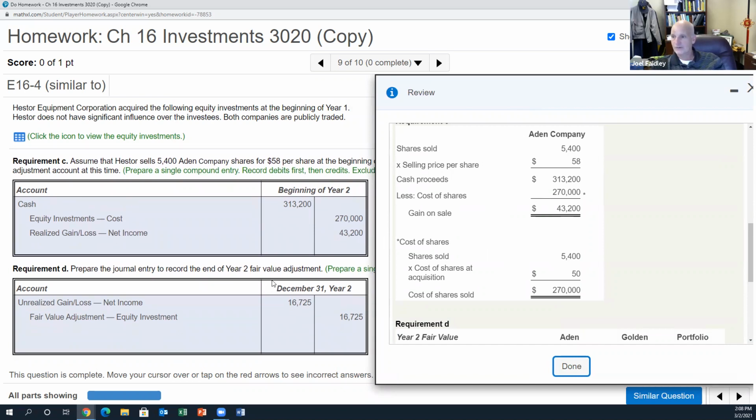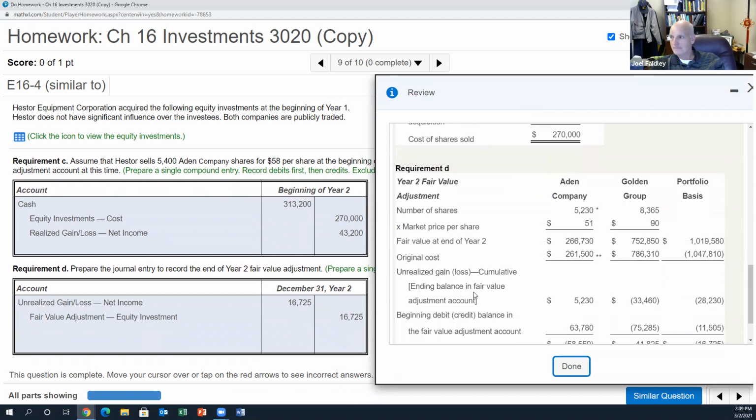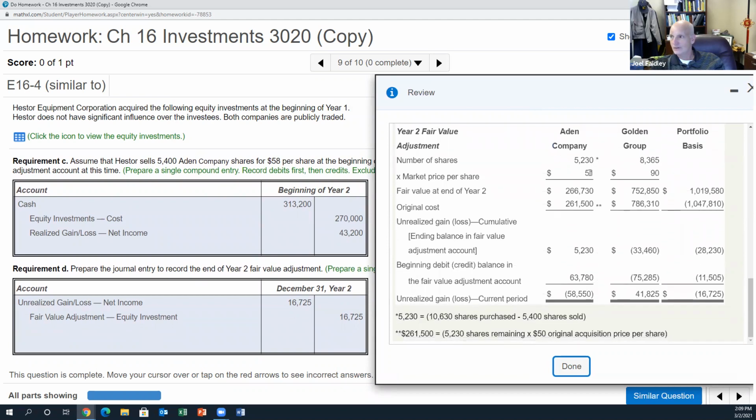And so then part D is the tricky part. What does that look like? Well, we got 5,230 shares left, right? We had 10,630 shares purchased, minus 5,400 shares sold. So we got 5,230 left, times 51 is the market price. And again, this is year two market price. So my fair value at the end of the year is 101,950.